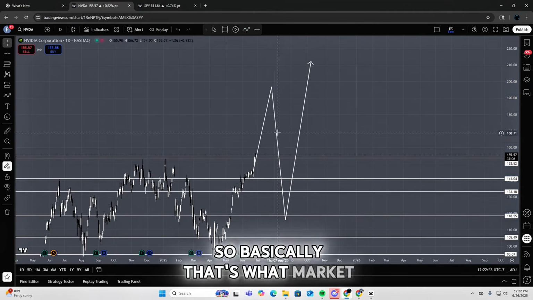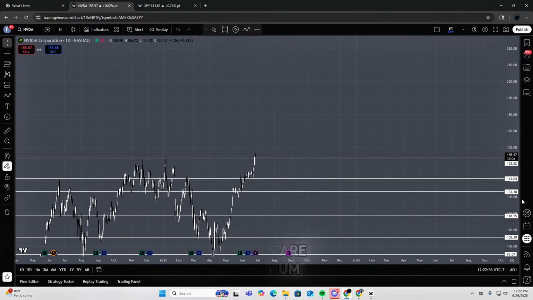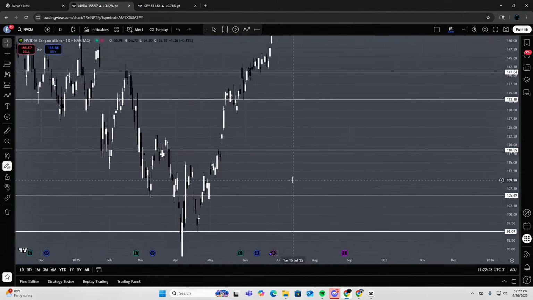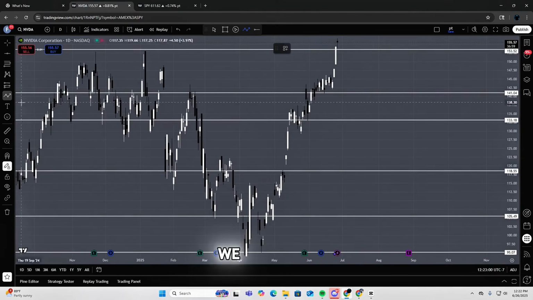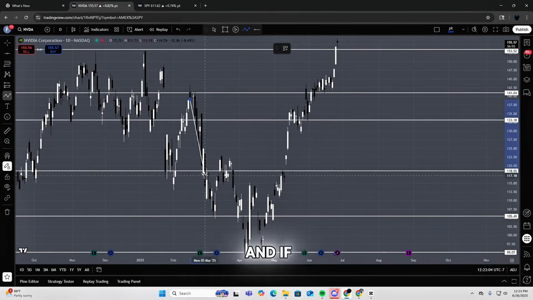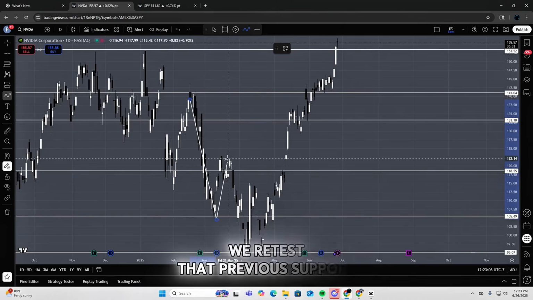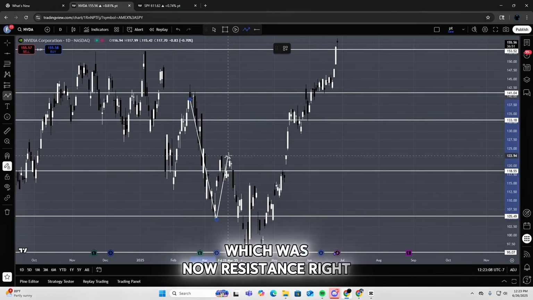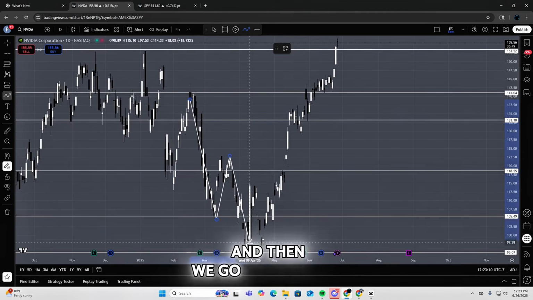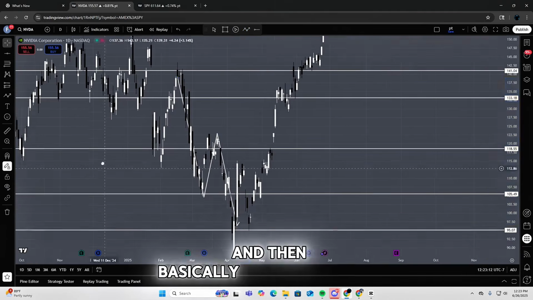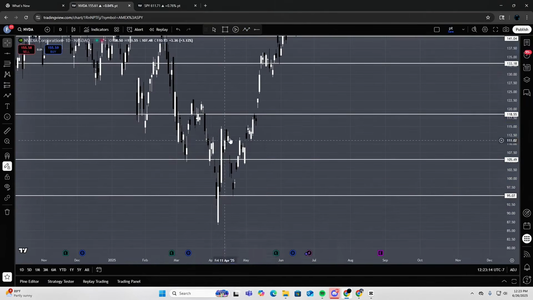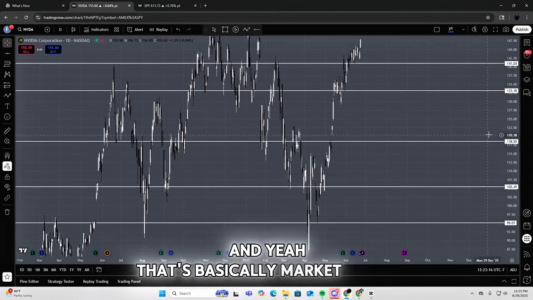So basically, that's what market levels are. We basically move from level to level. We enter in our support, and if we break it with volume, we retest that previous support, which is now resistance, and then we go lower, and then basically move from level to level. And yeah, that's basically market levels.